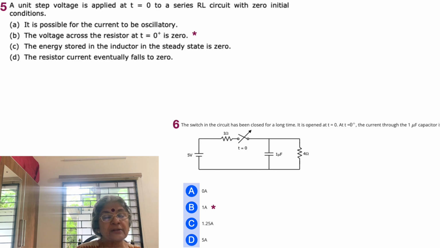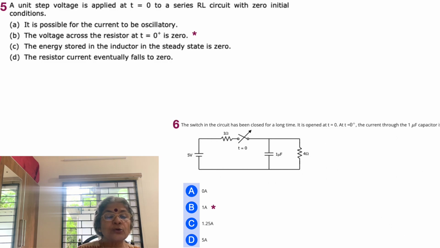Right at the beginning, as we very well know, the inductor is an open circuit, so no current can flow, so the voltage across the resistor is actually 0. It is possible for the current to be oscillatory to some extent? It's not actually oscillatory. The current slowly builds up, but of course there might be some kind of behavior that may be considered as an oscillation.